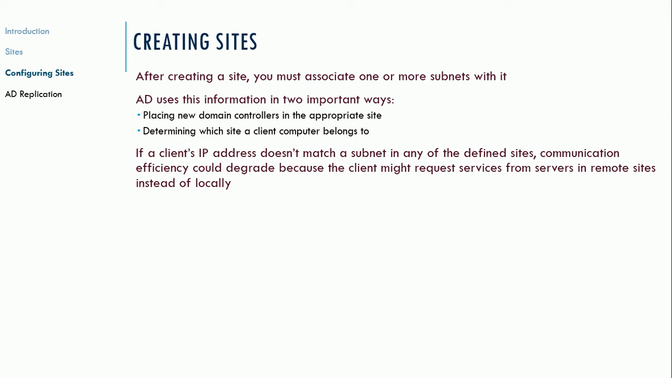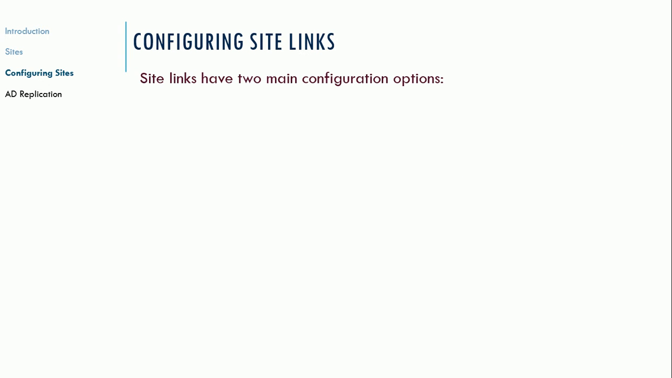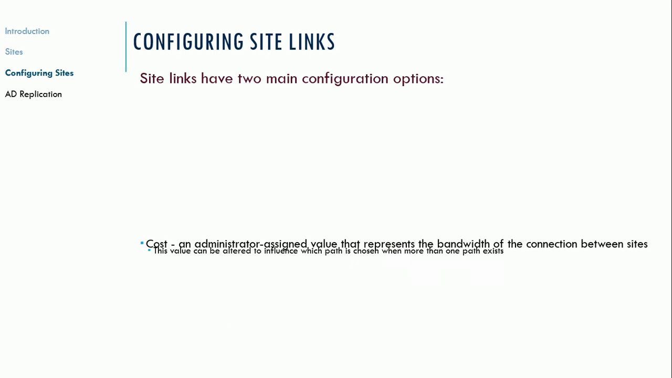If a client's IP address doesn't match a subnet of any of the defined sites, then the communication efficiency could degrade, because the client could be making requests to remote sites. Active Directory is going to lose that intelligence as to the location of that client if you haven't configured these sites. But it will work. You can do that. If you do have a client that's not configured within a subnet, it just won't get assigned to any particular site.